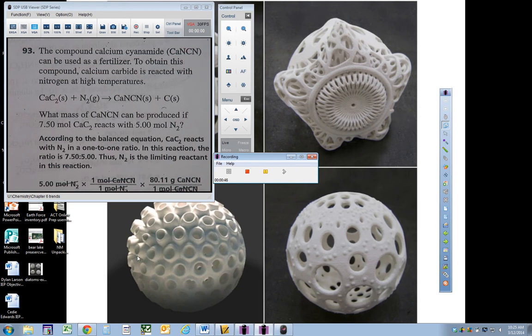The information they've given you is what mass of this can be produced if you have 7.5 moles of the calcium reactant and 5 moles of the nitrogen. The beauty of this question is they've already put it in moles for you. So you don't have to figure out molar mass of these compounds and go to moles. All you need to do is compare it to the balanced equation. Or you can double check your answer by actually calculating how much product each of these would make. So I'm going to show you both of those ways.